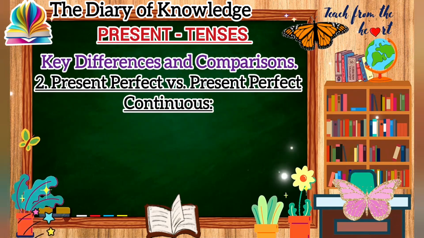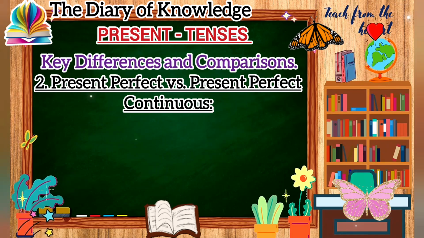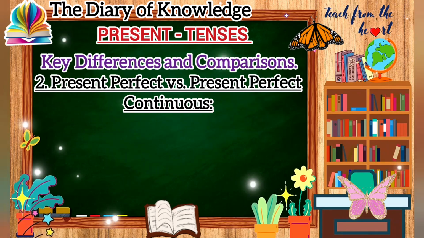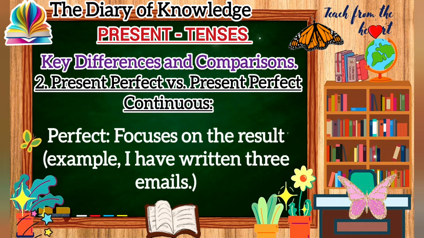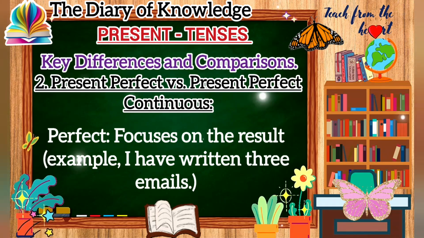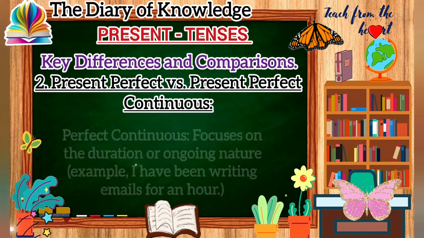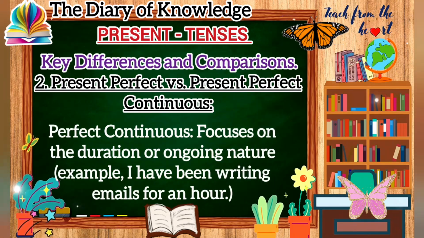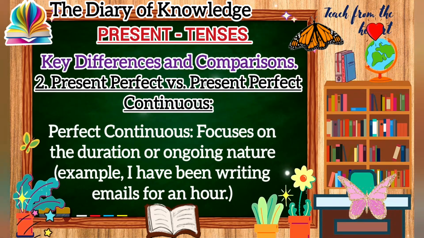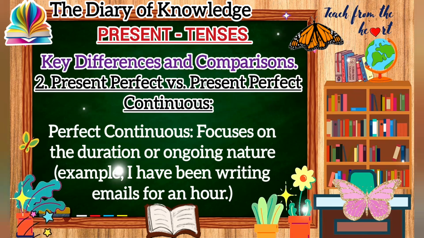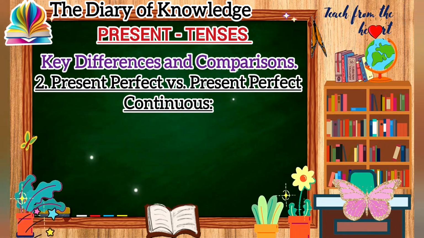2. Present perfect versus present perfect continuous. Perfect focuses on the result. Example, I have written 3 emails. Perfect continuous focuses on the duration or ongoing nature. Example, I have been writing emails for an hour.